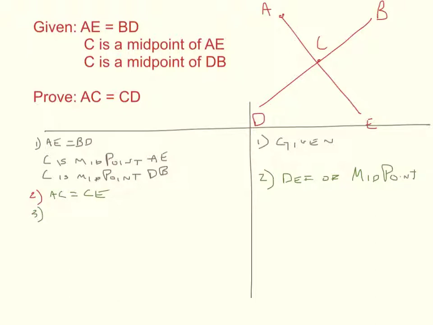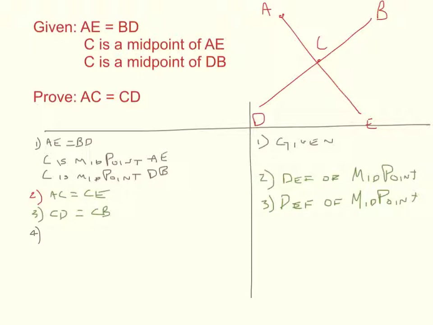Step 3, well, what we can also say is the other side going with DB, we can say that CD equals CB. And that is also definition of a midpoint. One thing that you guys could do, and you definitely won't get deducted points if you do this, notice how step 2 and step 3 have the same reason? What you could do is combine them into one step and just say AC equals CE, CD equals CB. It's just sometimes easier once you get the hang of proofs to do that.